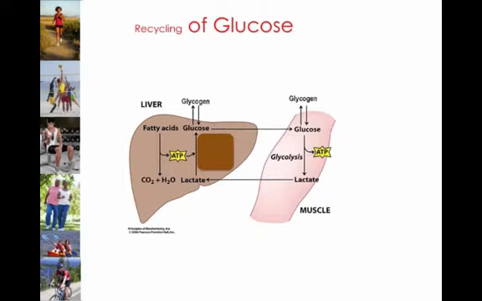As you slow down, that lactic acid moves into the bloodstream. From the bloodstream, it goes to the liver. And in the presence of oxygen, glucose is reformed. That glucose can then go back to the muscle and be used for energy. This is called the Cori cycle, or the recycling of glucose.